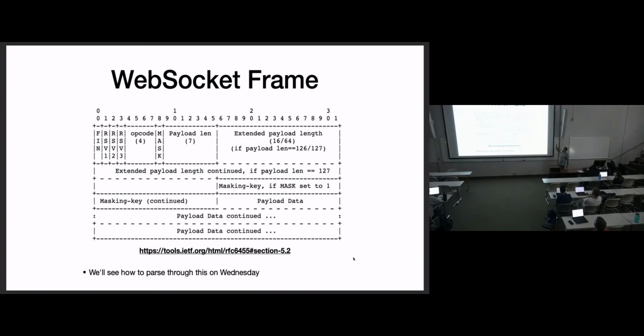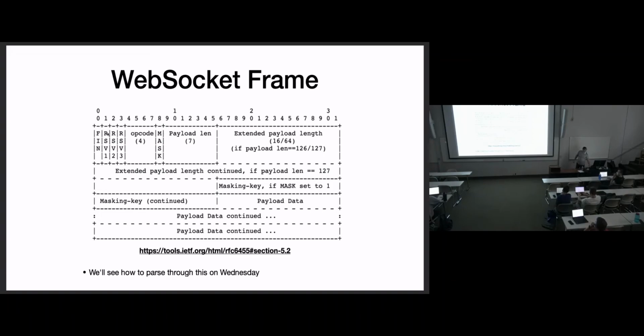So there's a lot of this where we have to pull out individual bits. If we want to get the mask bit, we have to pull that out. The big thing that you'll have to do in your homework is finding this byte right here and extracting just the last 7 bits to get the payload length. That'll be the most important thing that you have to extract.